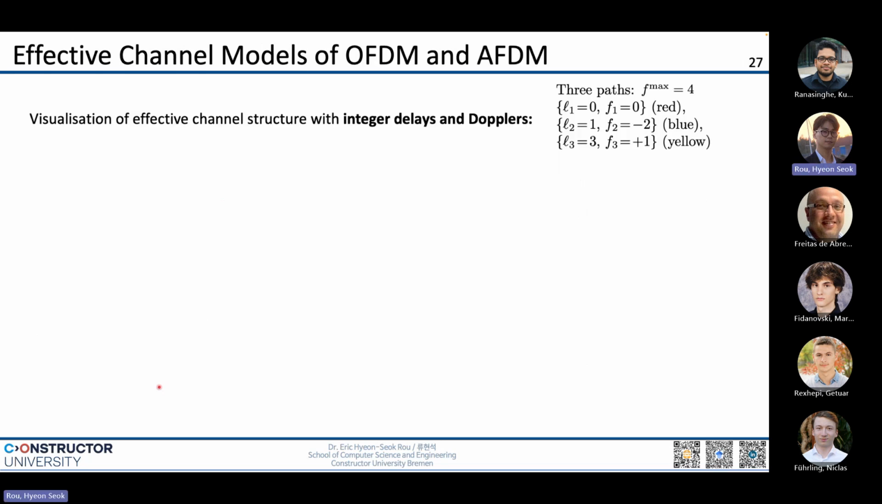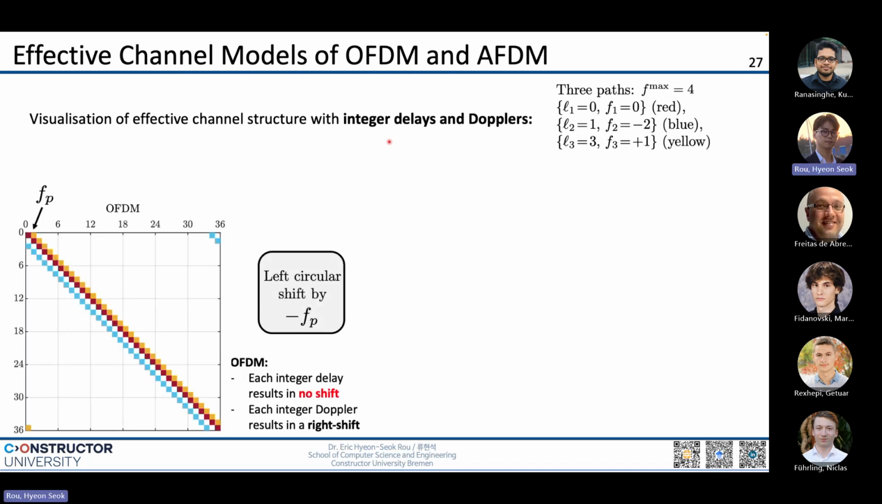So finally, we can see what happens to the channel in comparison to the OFDM. Let's assume that we have 3 paths and we have some maximum Doppler shift of 4, integer value 4. We have 3 different paths. The first, denoted in red, has no delay and no Doppler, so this will lie on the origin, the central diagonal. The second path will have a delay of 1 and a Doppler shift of -2. And then the third path will have a delay of 3 and a Doppler shift of 1.